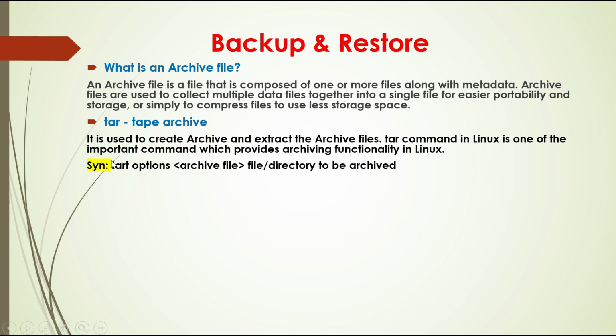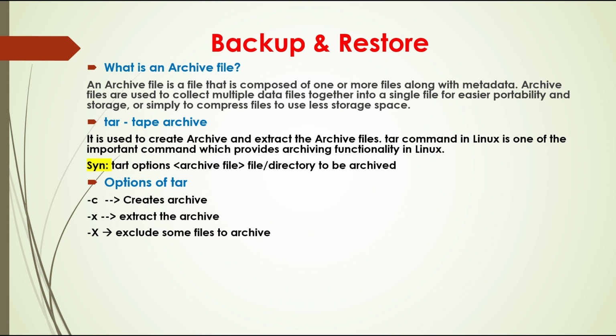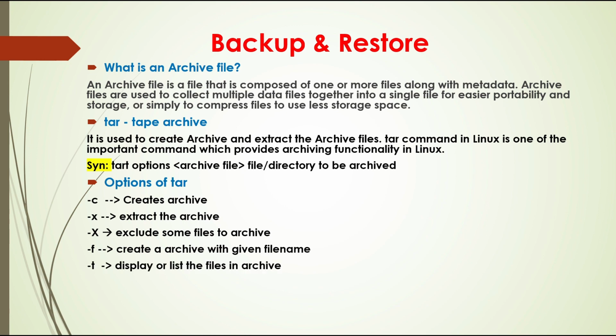This is the syntax: tar, then options. We have options in tar for archiving files and directories. Options of tar: c means create archive, x means extract archive, and capital X means exclude some files. For a particular folder or directory we need to archive, we can exclude some files in that folder using the capital X option. And -f means create an archive with the given file name.